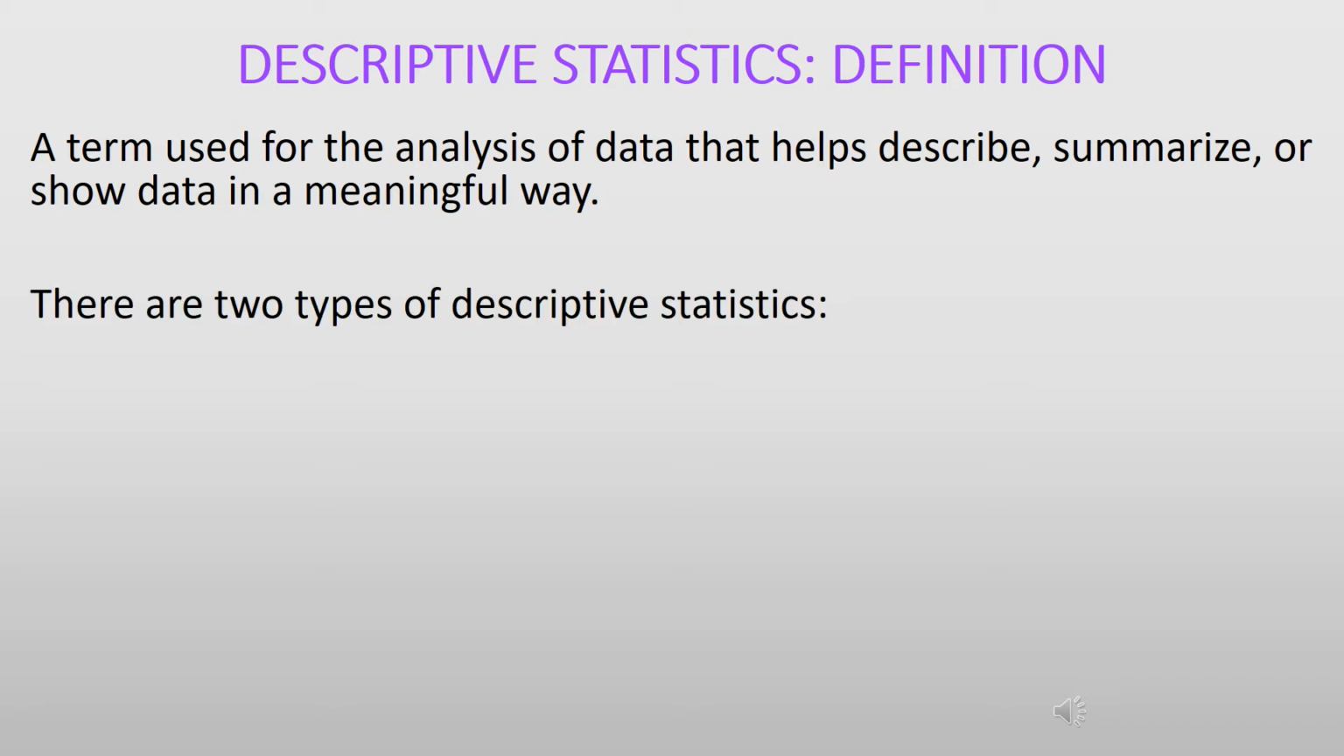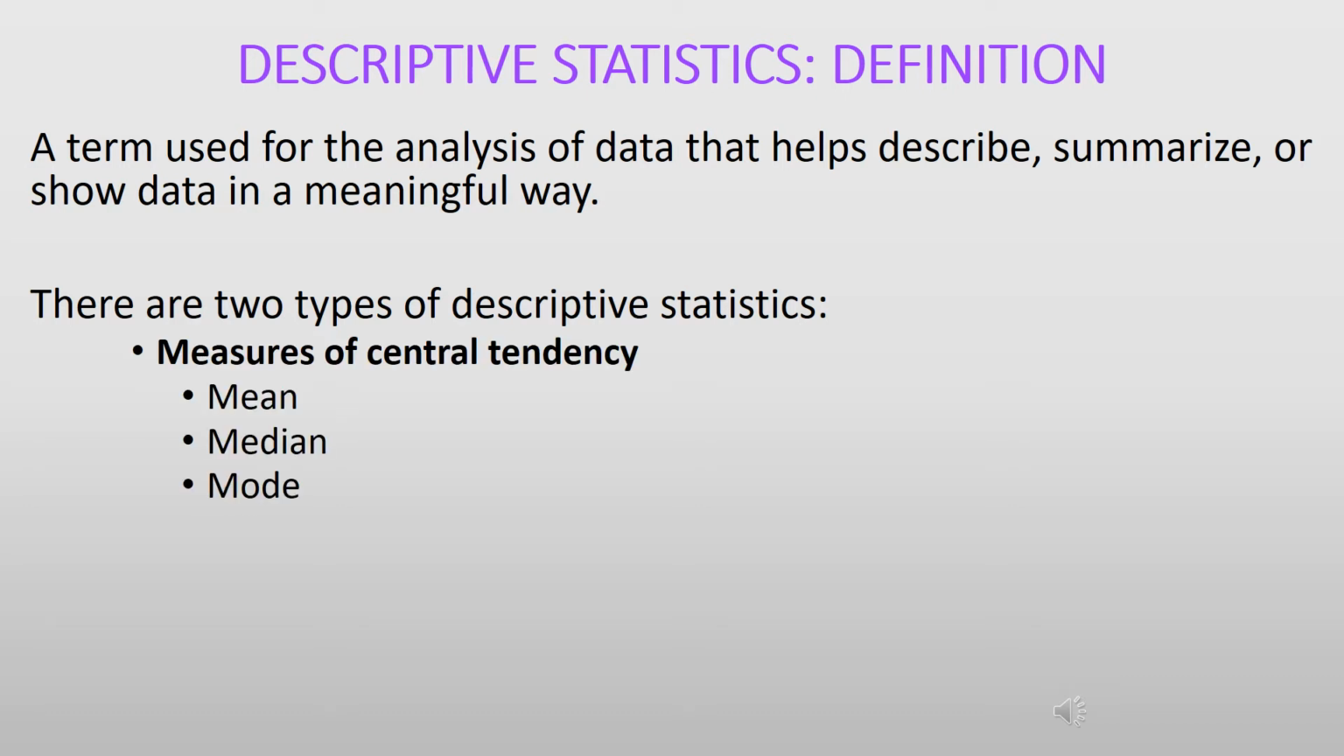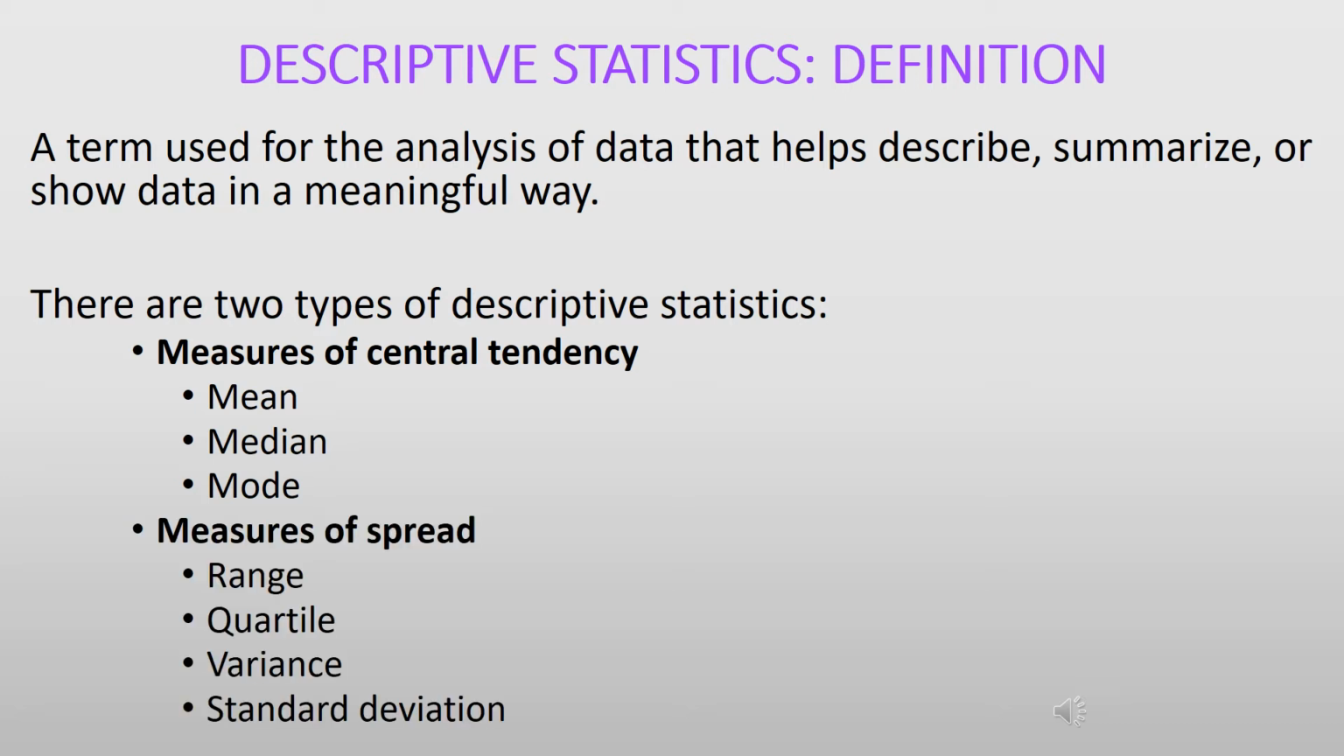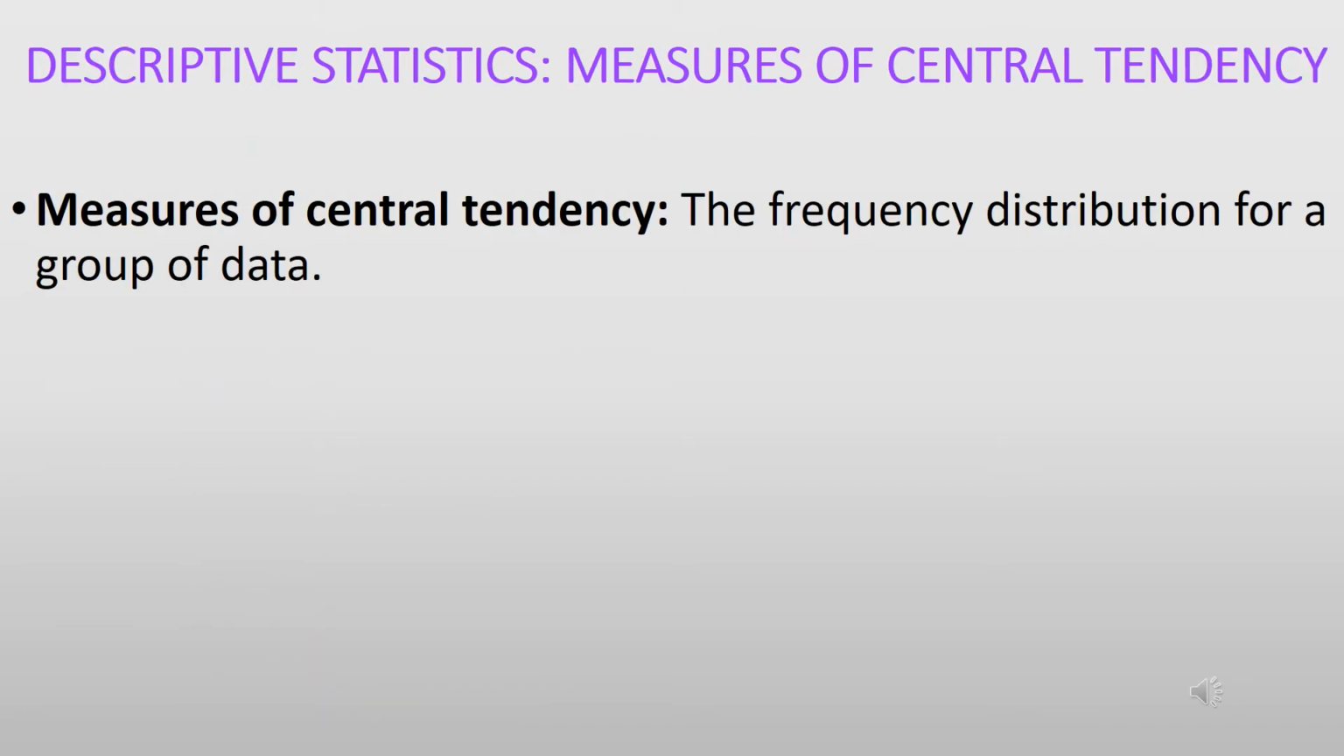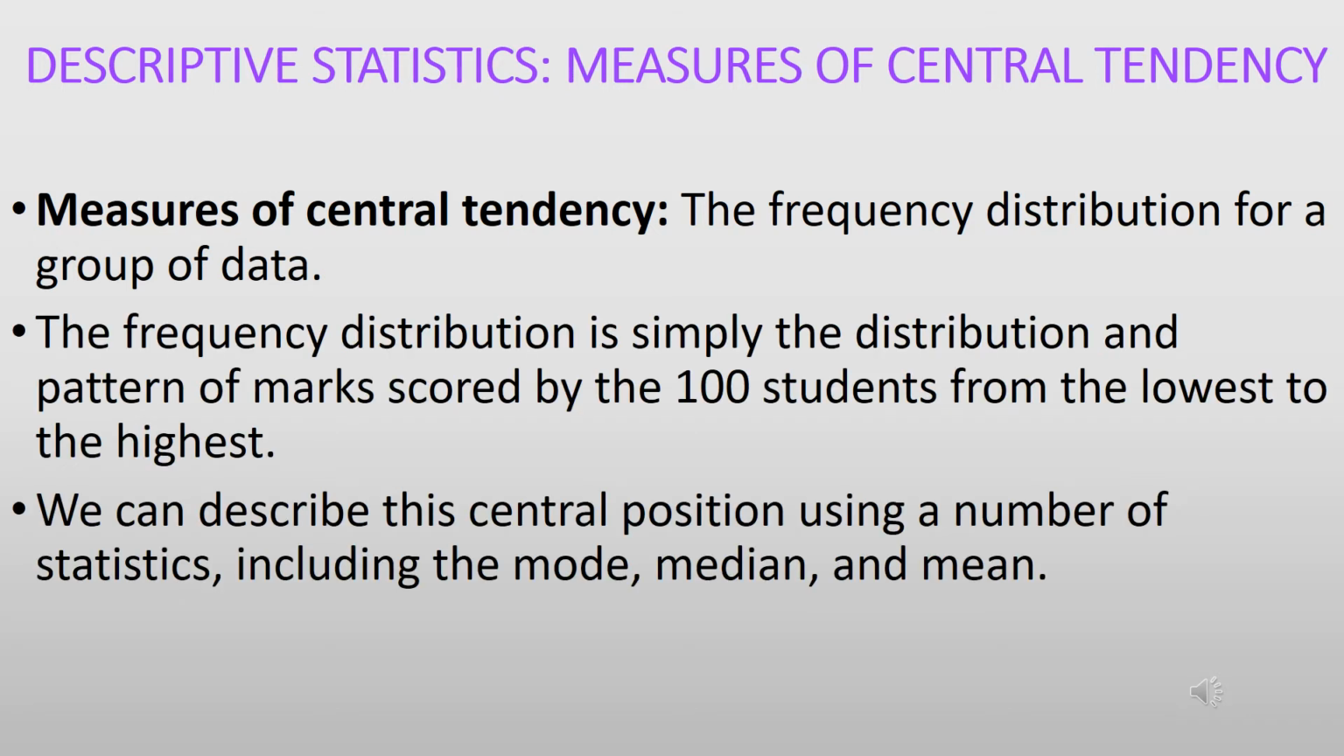There are 2 types of descriptive statistics: measures of central tendency, which include mean, median, mode, and measures of spread, which include range, quartile, variance, and standard deviation. Measures of central tendency is defined as the frequency distribution for a group of data. The frequency distribution is simply the distribution and pattern of marks scored by the 100 students from the lowest to the highest. We can describe the central position using a number of statistics including the mode, median, and mean.